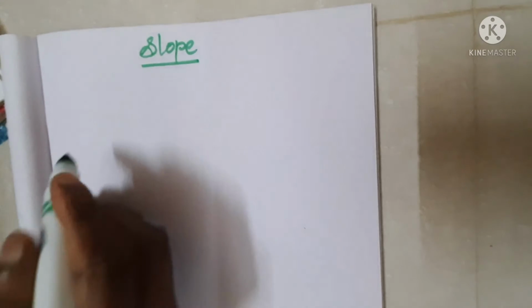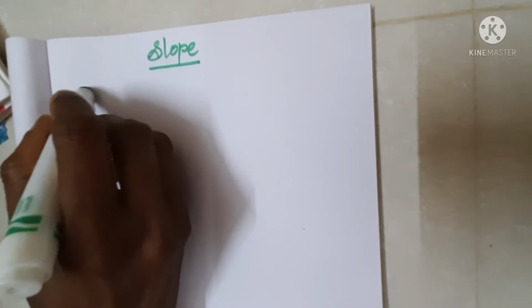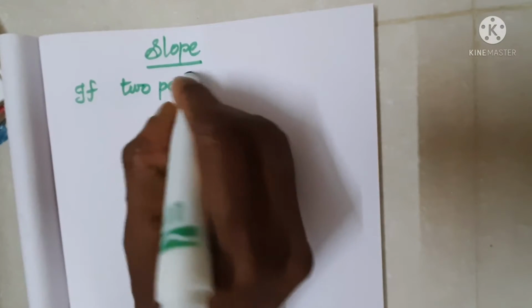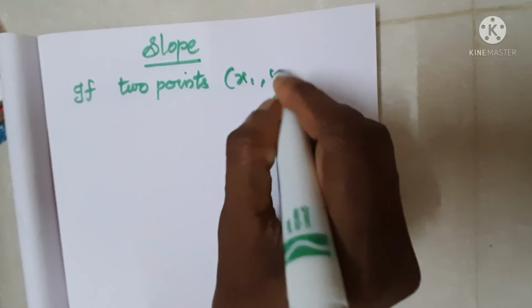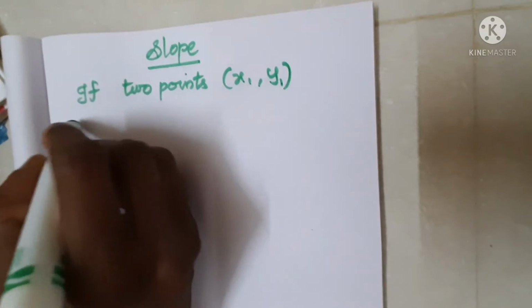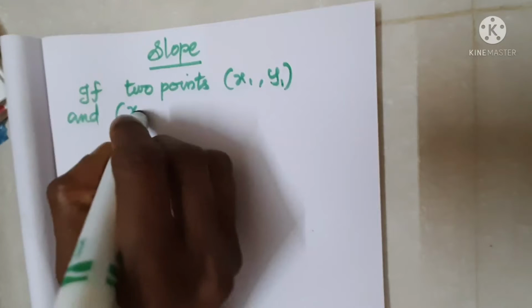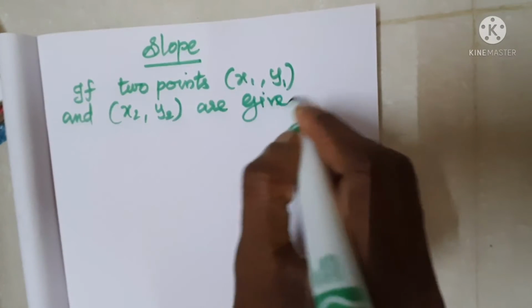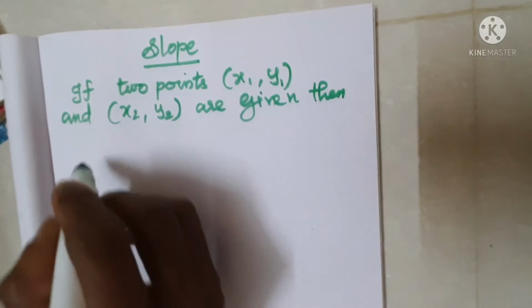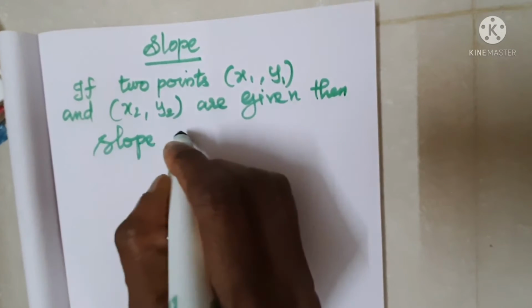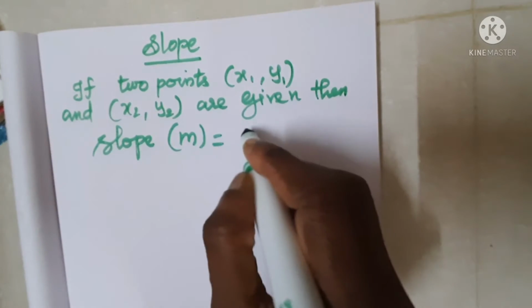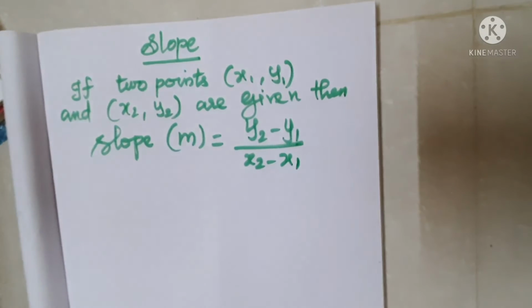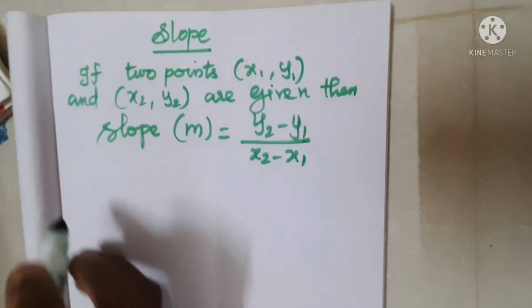Okay. So now if two points are given, that is x1, y1 and x2, y2, then the slope, which is denoted as m, is equal to y2 minus y1 by x2 minus x1.